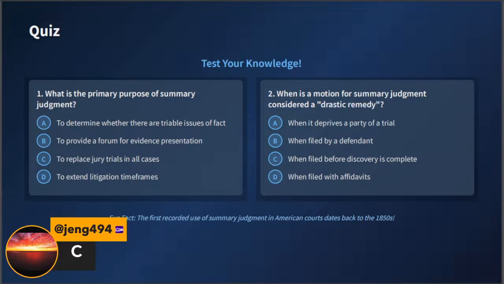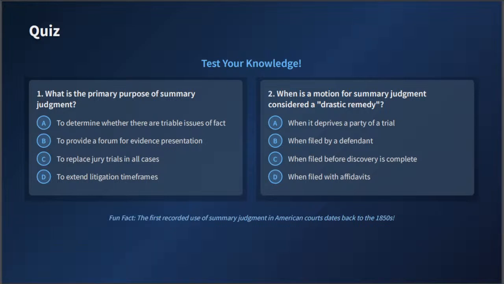Jenk 494 says, capital C. Okay, we got a C there. Bill Plymouth 4426 says, capital C. Is that for number 2? You sure about that? So I make sure, once again, the drastic remedy here we're trying to get at. When is it a drastic remedy? All right, we're going to move on to the next set of questions here.